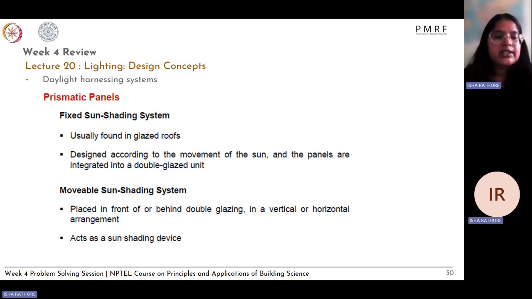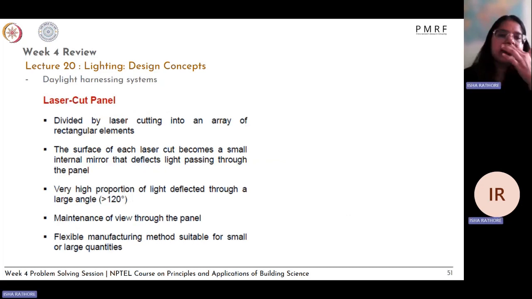in a vertical or horizontal arrangement, and they act as the sun shading device. Then another system is this laser cut panel. The panel is basically divided by laser cutting into an array of rectangular elements. On the glass itself, they have done this laser cutting. So the surface of each laser cut becomes like a small internal mirror that deflects light passing through the panel. And a very high proportion of light is deflected through a larger angle of greater than 120 degrees.